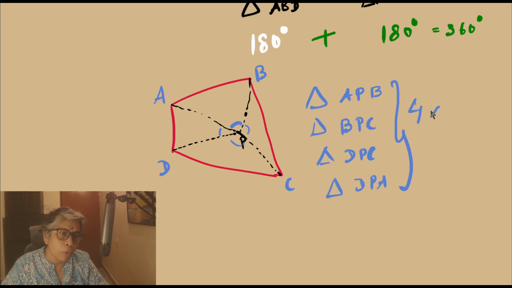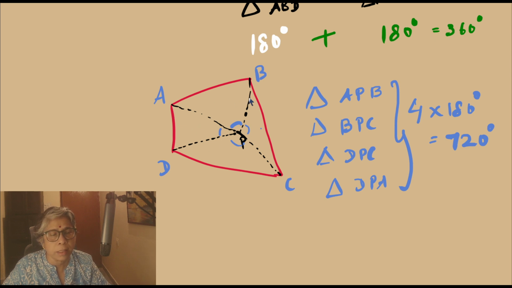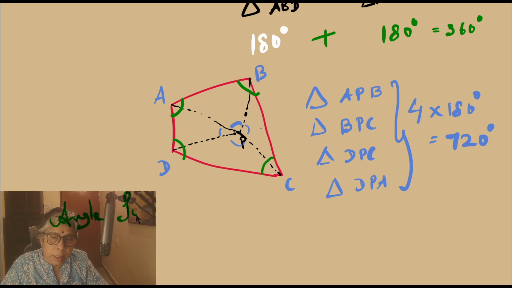It would be equal to 4 times 180 degrees. Correct? This is 180, this is 180, this is 180, this is 180. So all of them add up to 4 into 180, which is 720 degrees. So the sum of all the angles is 720 degrees. So now what we require is the sum of these 4 angles, right? This is our requirement now, because we are trying to explore the angle sum property, popularly called the angle sum property of a quadrilateral.